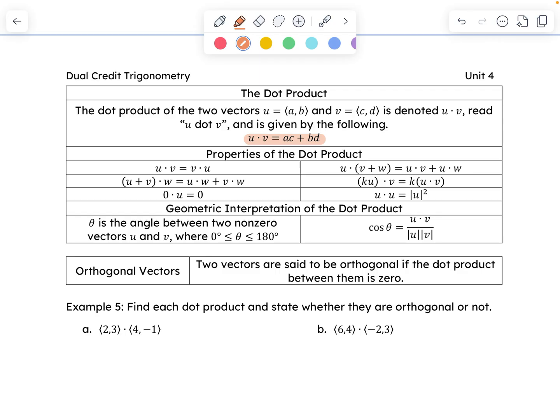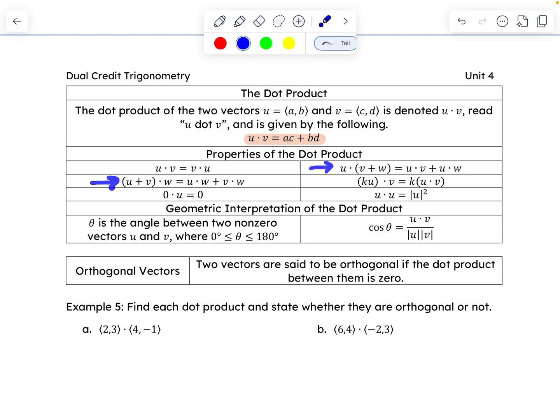So we've got some properties of the dot product here. These are some properties that follow from basic multiplication and addition. They also apply to the dot product. So we've got like our associative property, our commutative property, our multiplicative 0 times u is 0. So we've got 0 dot u is 0, those kind of things. So the first one right here is u times v is equal to v times u. So u dot v is equal to v dot u, same idea.